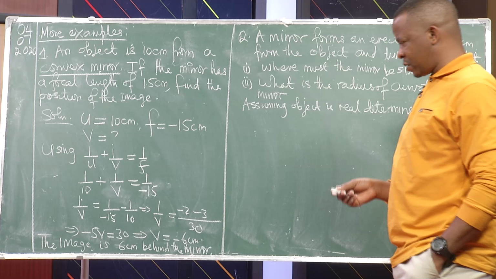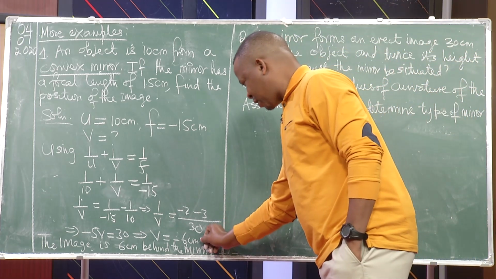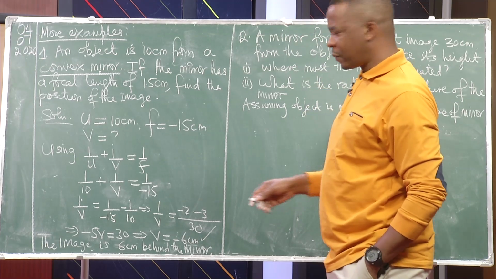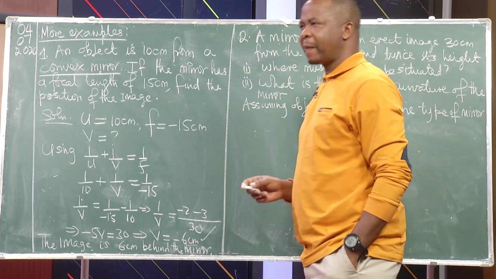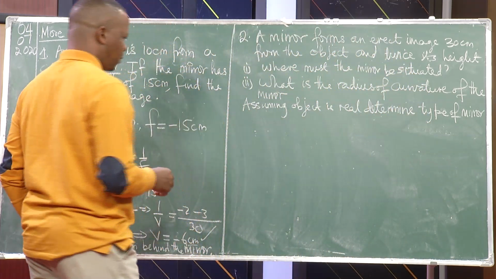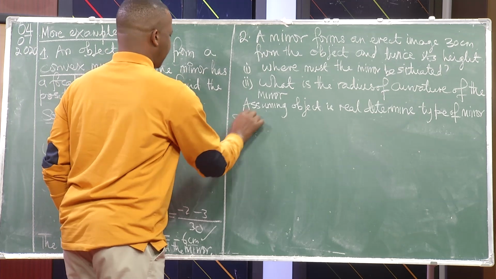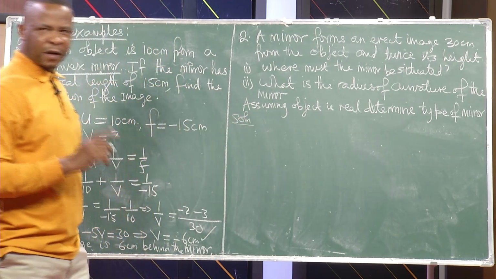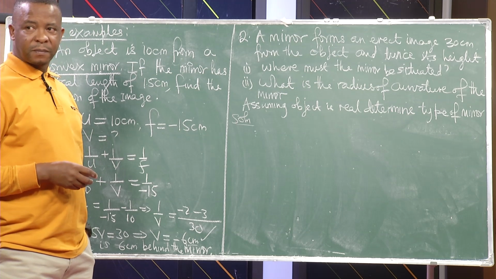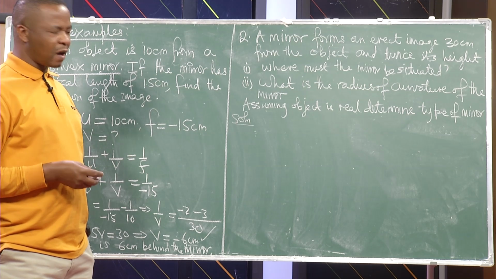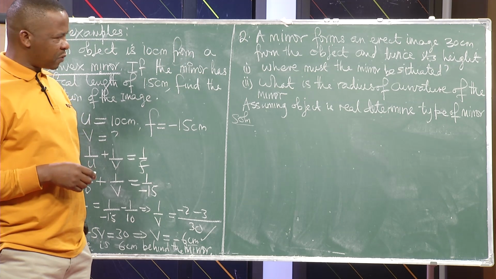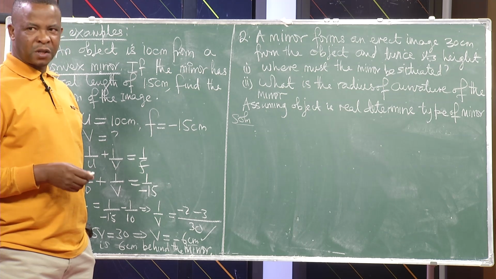Very simple basic question. Students are encouraged to remember to attach the right units and to do the mathematics very well. We can move on to our second number. I want to continue to encourage students to copy these questions. If they cannot copy fast enough, I will remind you to ensure that you take a quick picture.